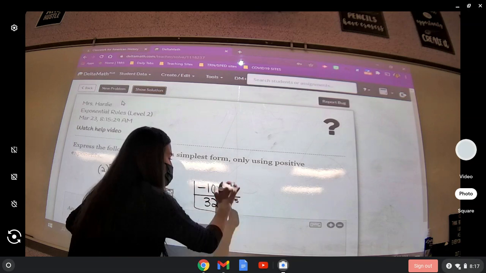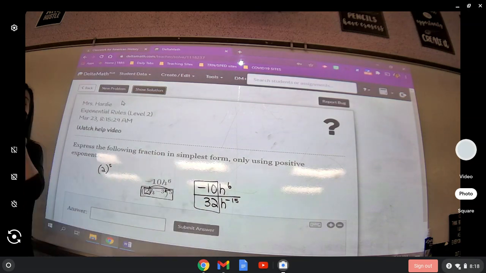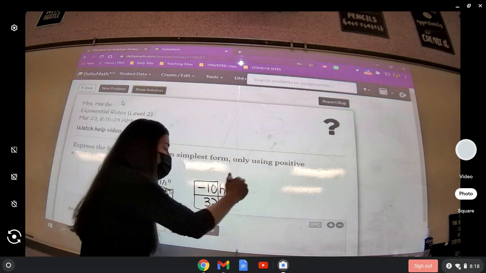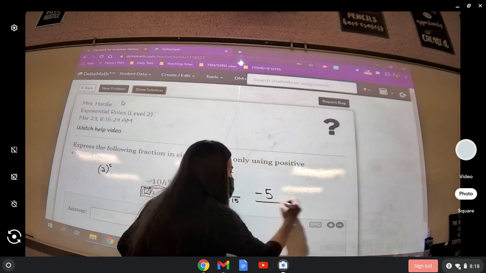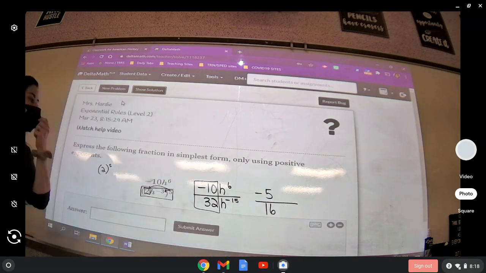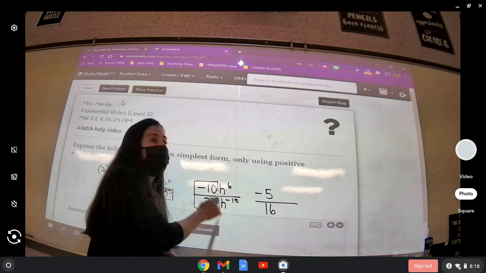So let's divide our numbers. What's negative 10 divided by 32? Guys, they don't divide, but they definitely reduce, right? Because 2 goes into both of these. Negative 10 divided by 2 is negative 5. 32 divided by 2 is 16. So that reduces. Okay. Now, what are you supposed to do with exponents in a division problem?